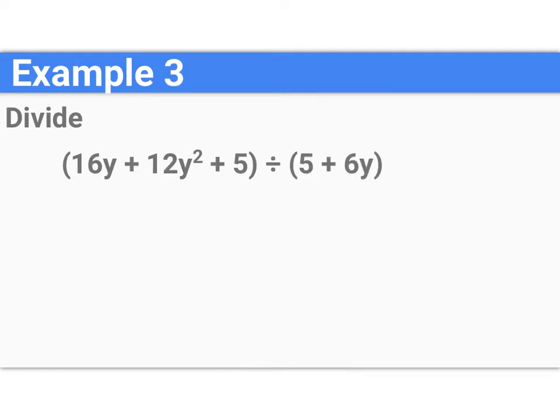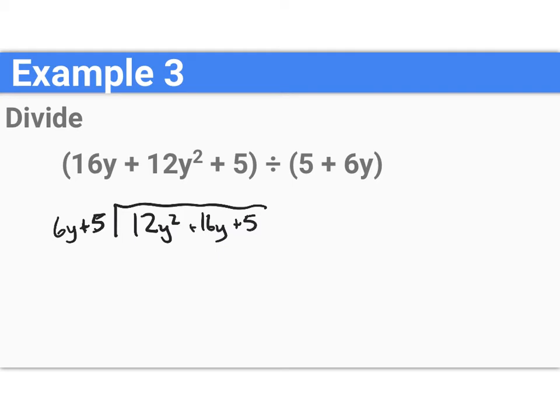So let's look at our next example, which is out of order. So the first thing we're going to do is put it in order. 12y squared plus 16y plus 5 divided by 6y plus 5. Put our things in order alphabetically first and in highest degree.